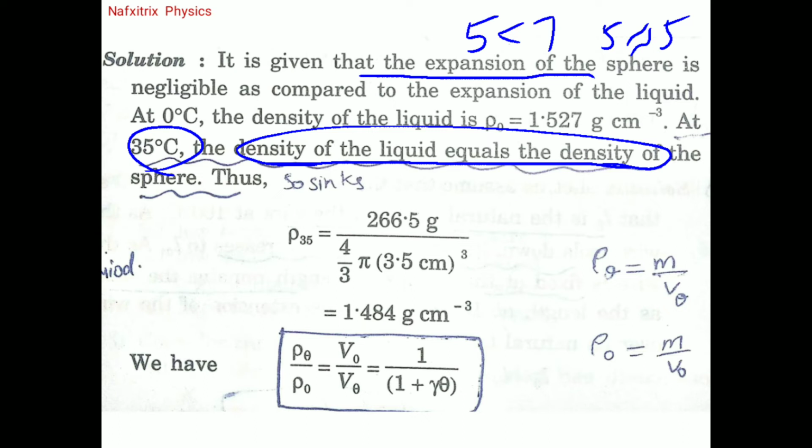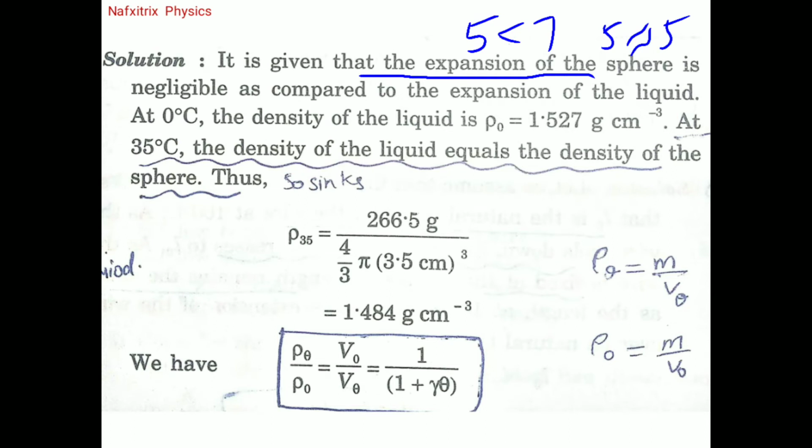So now it is enough if we find the density of the sphere at this point, then we would get the density of the liquid at 35 degrees centigrade. So that is the meaning of this point. This is a very important point. Based on this point, we are finding the density of the sphere.